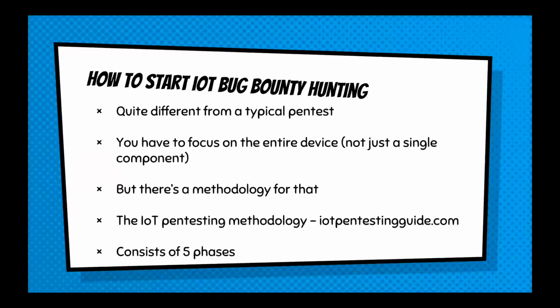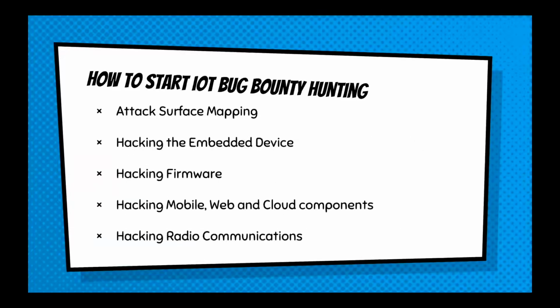So there are 5 components in IoT bug bounty hunting or IoT pen testing. The first is attack surface mapping, looking at the entire picture, figuring out all the individual components. Then we start off with embedded device hacking, which is pretty much looking at the hardware, figuring out all the serial ports, and all sorts of hardware hacking techniques.